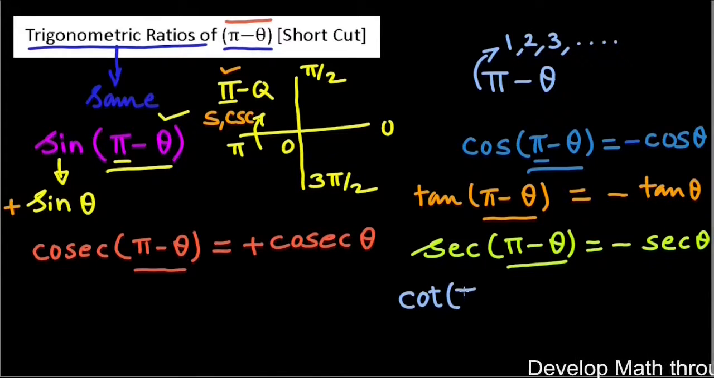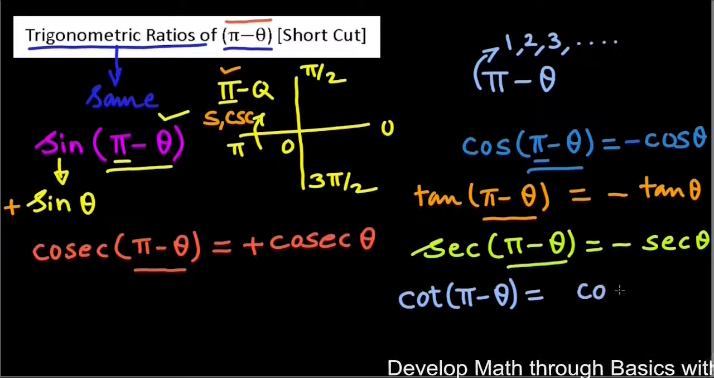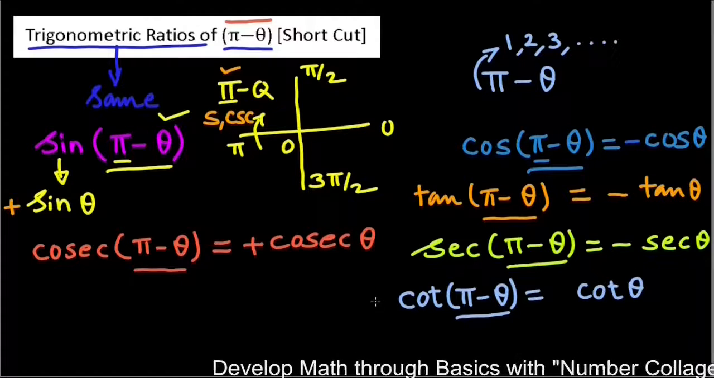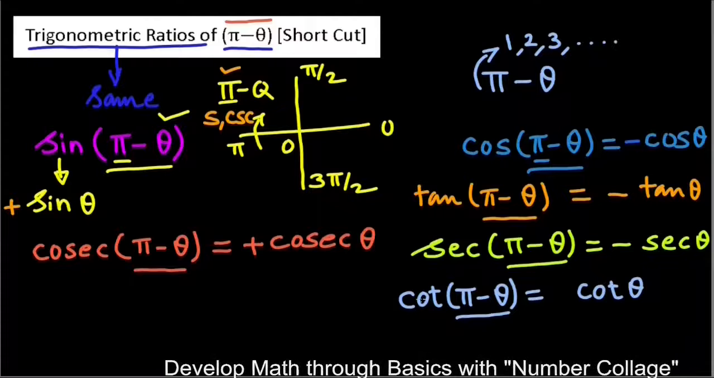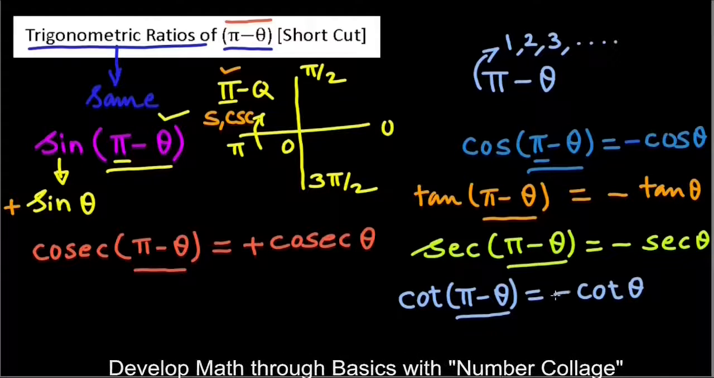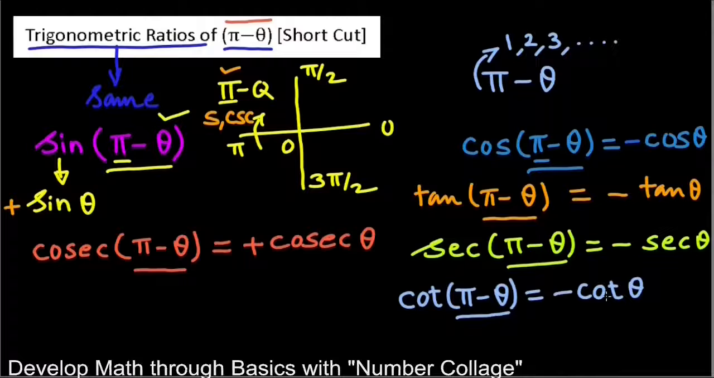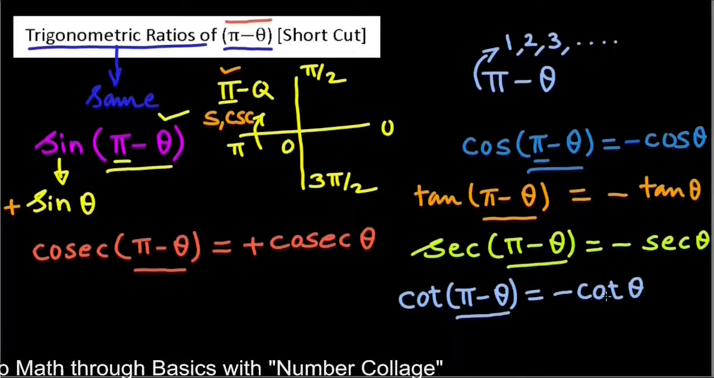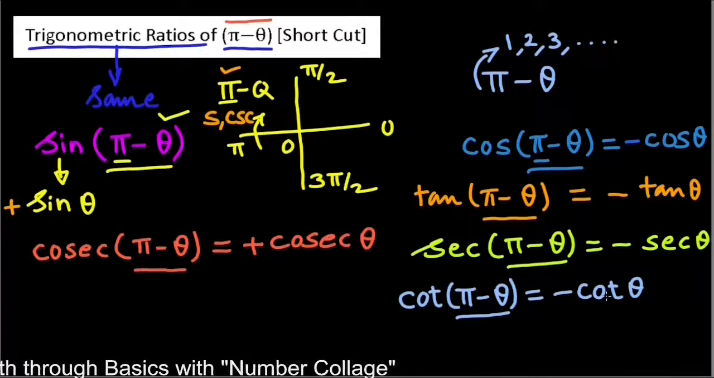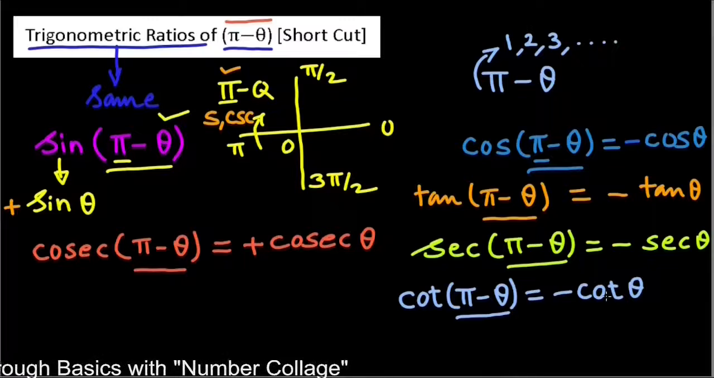Cot pi minus theta will be cot theta. But pi minus theta is in the second quadrant, in which cot theta is negative. Therefore, this will be minus cot theta. So this is how we can write trigonometric ratios of angle pi plus theta and pi minus theta.